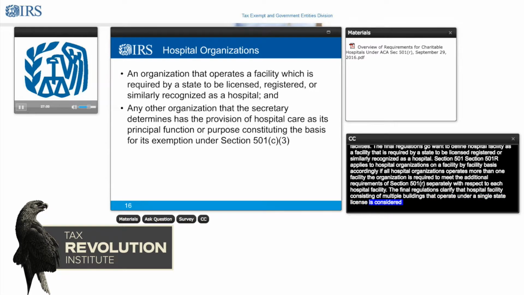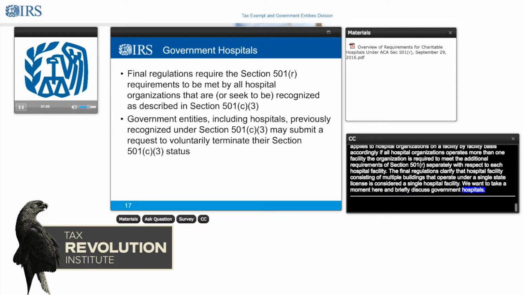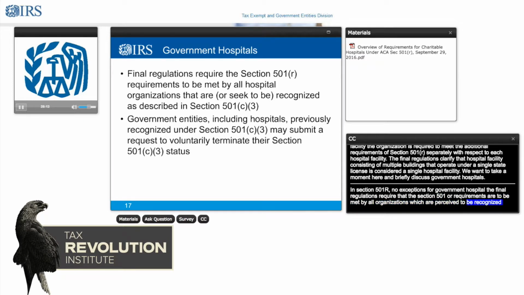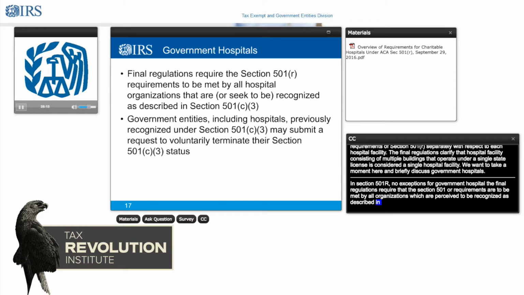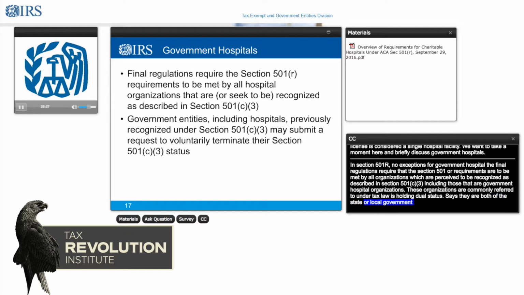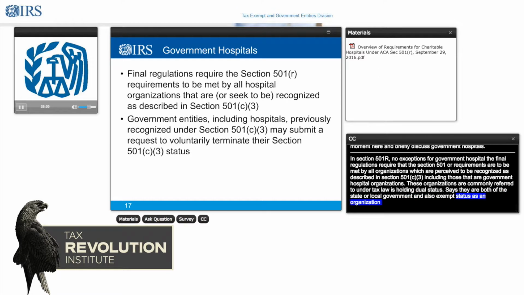We want to take a moment here and briefly discuss government hospitals. Since Section 501R has no exceptions for government hospital organizations, the final regulations require that the Section 501R requirements are to be met by all hospital organizations that are or seek to be recognized as described in Section 501c3, including those that are government hospital organizations. These organizations are commonly referred to under tax law as holding dual status, since they're both instrumentalities of a state or local government and also hold tax-exempt status as an organization described under Section 501c3.